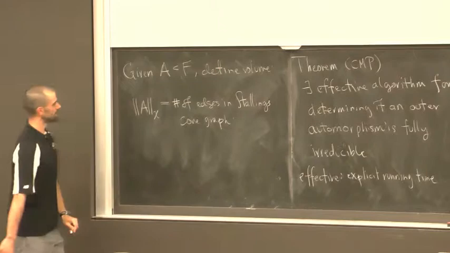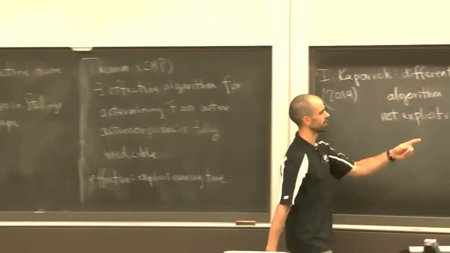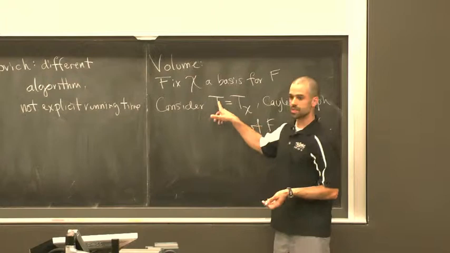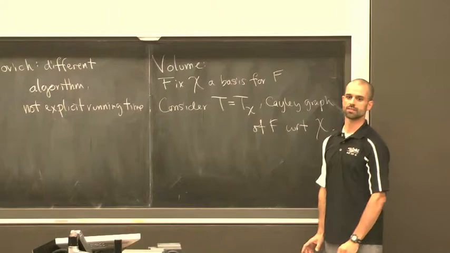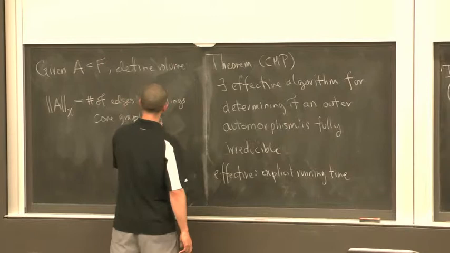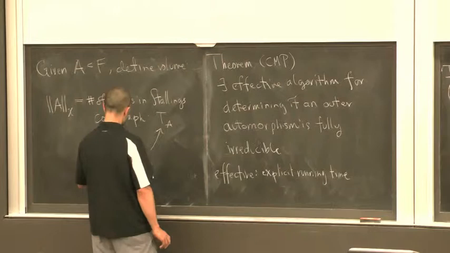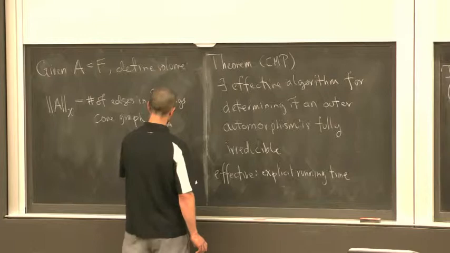The quickest way to say what it is: the Cayley graph here is some tree. A is a subgroup of F, so A acts on this tree as well. So I can take the minimal subtree with respect to that action, and then I just take the quotient of that minimal subtree by A. So the Stallings core graph: I take the minimal subtree, T sub A, and quotient out by the action of A.